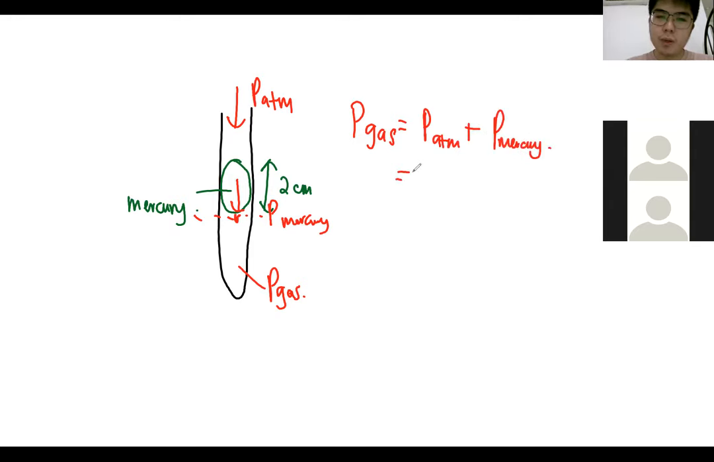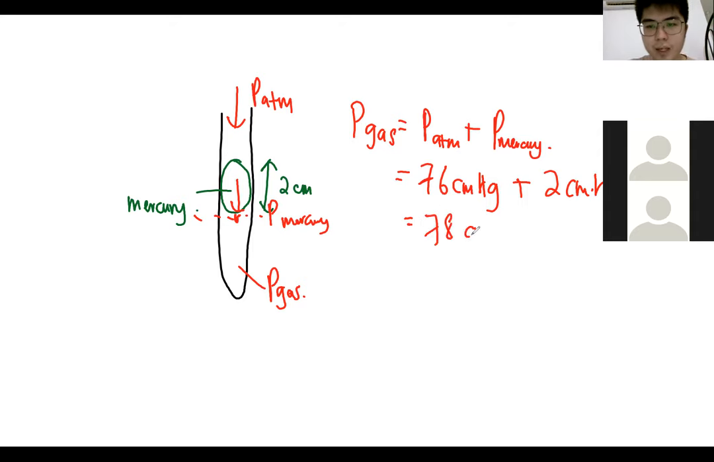Equals to P ATM, you can just use, no need to change to Pascal. If you want to change, also can, but you can straight away use 76 cm Hg. As long as you're dealing only with mercury, then you can use this system of unit. Then plus the pressure acting by the mercury, straight away you just take the length, 2 cm Hg. So it's much more simple. So 78 cm Hg. This is the pressure of the gas inside.